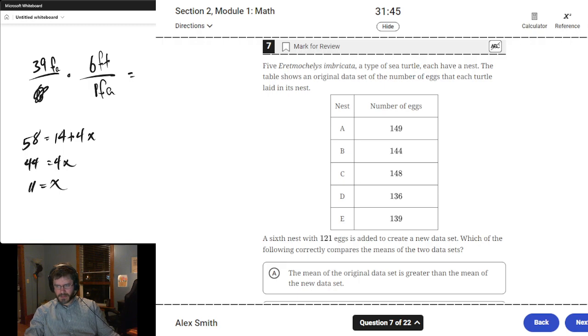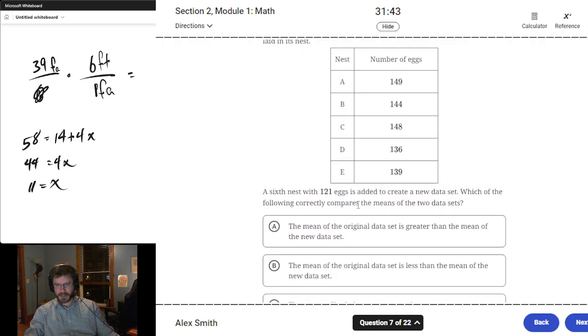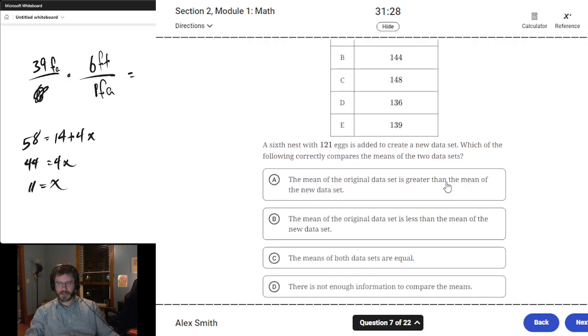All right, we've got a bunch of extra detail up here I'm not going to bother reading. 121 eggs is added to create a new data set. So we're adding a sixth row to this. It's less than all the rest. Which of the following correctly compares the mean of the two? The new data set will drag it down because that's less than all the rest. So the original is greater than the new. Less than, equal, not enough.